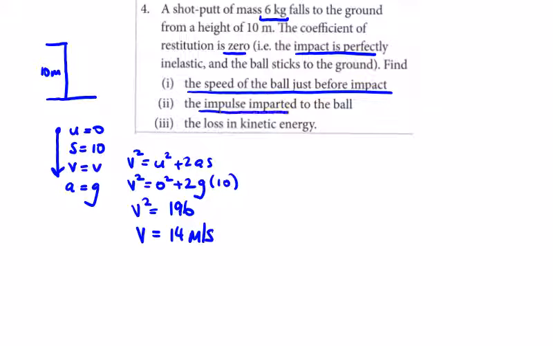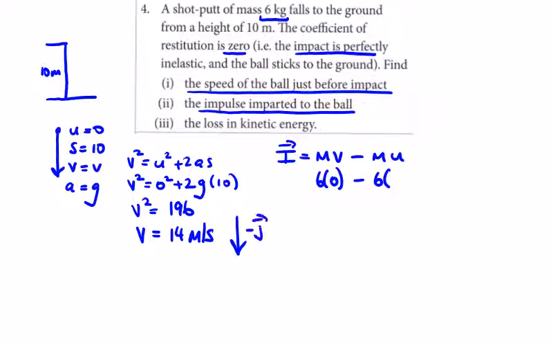The impulse imparted to the ball. So the impulse is going to be the mass times the velocity after minus the mass times the velocity before. So we have 6 times 0, as it stops, minus the 6. Now it's going down, so we're going in the minus j direction, dealing with vectors. So minus 14 in the j direction. So we're going to get minus 6 by minus 14, which is 84j in Newton seconds. My impulse.